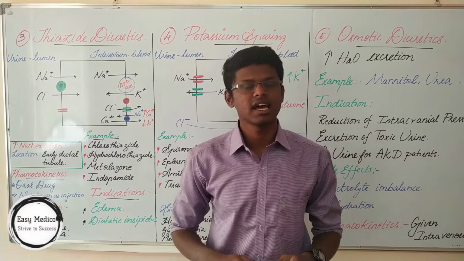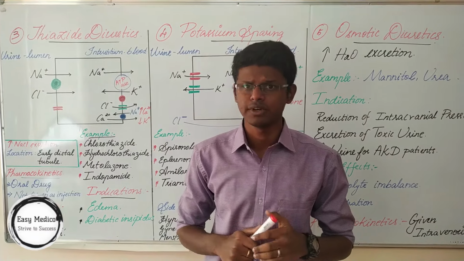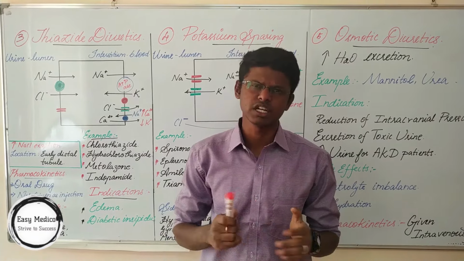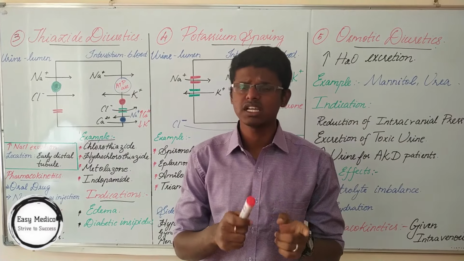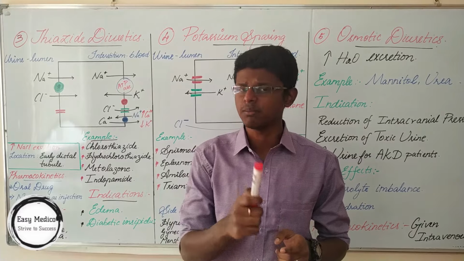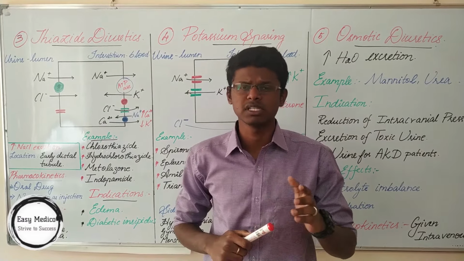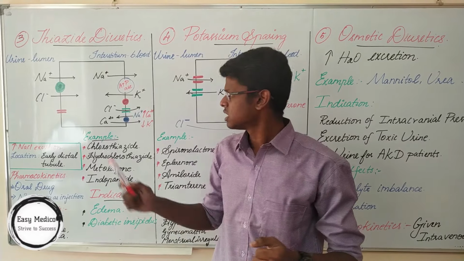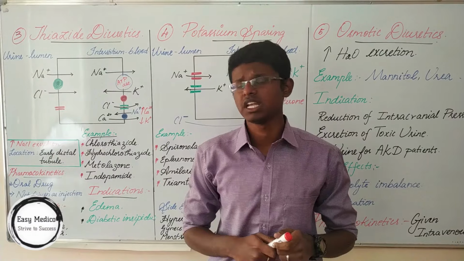The third is thiazide diuretics. What takes place in thiazide diuretics? What is the location of it? It is in the early distal tubule. What happens over here? There is an increase in sodium chloride excretion. This is the main target of thiazide diuretics. Though 90% of sodium is reabsorbed in the previous parts, here this action takes place.